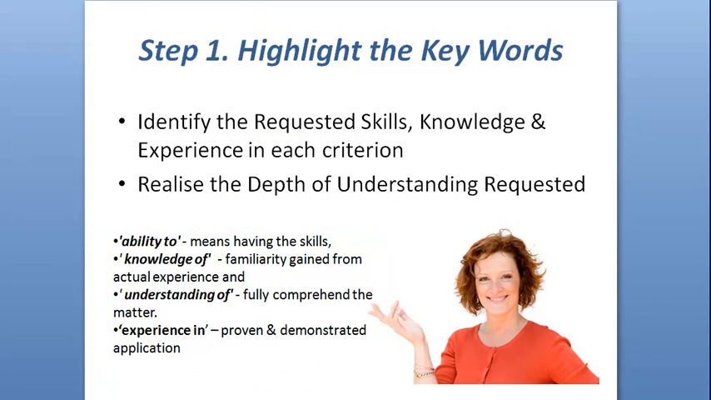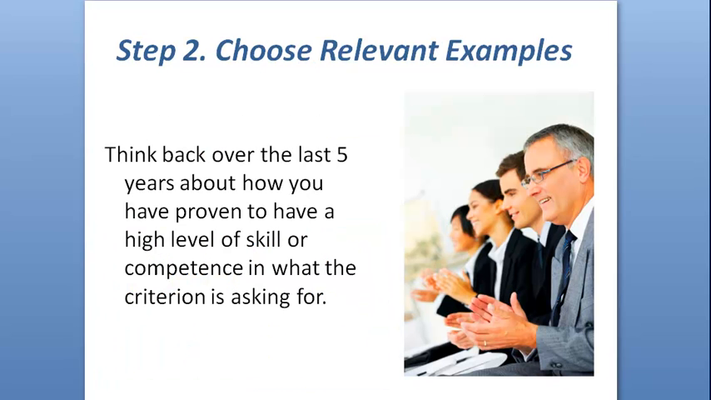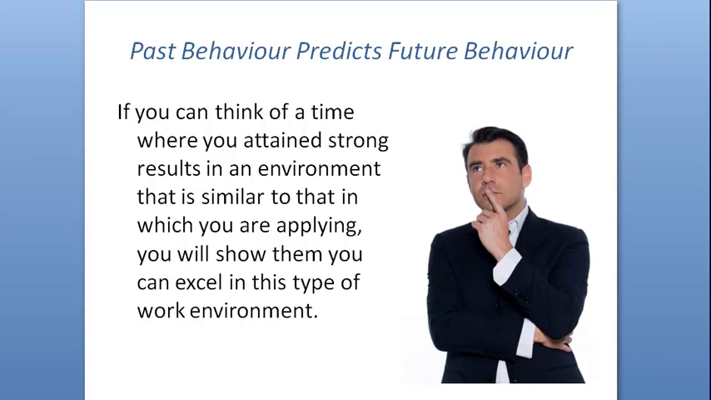So once we've learned what they want and the depth of knowledge or depth of experience that they want us to have, now it's thinking about times in our past where we can actually use. So we've got to have shown that we've got a high level, even an exceptional level of competency in what they're asking for. The reason why they ask this is because past behaviour does predict future behaviour. So if you've done it once in the past, you can probably do it again.